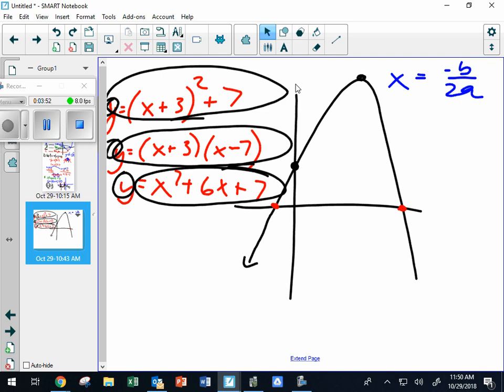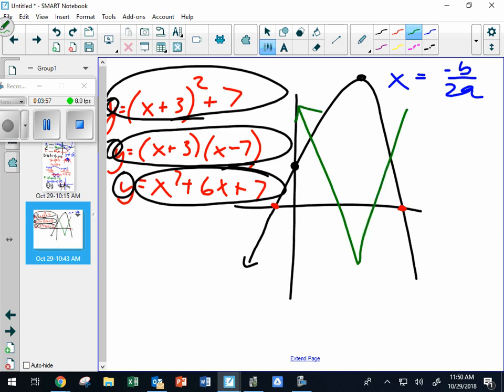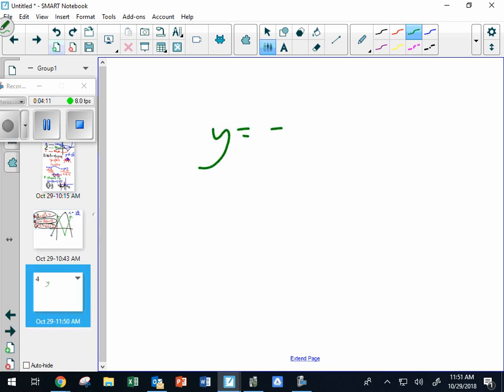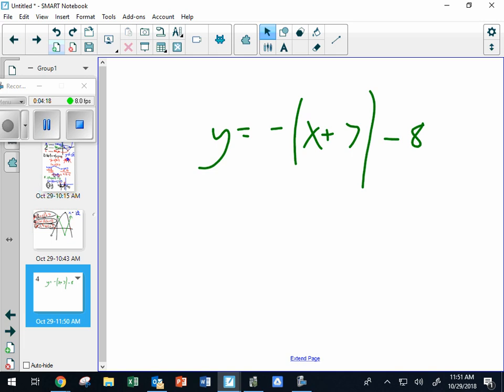Now, one more thing. What if it wasn't a parabola? What if it was a V shape? And I wanted to know when is the absolute value below 0? Do you get that the x-intercepts are still important? But what if it's an absolute value and it's like this? Well, does this saying still work? The x-intercepts are where y equals 0. Yeah, still works. Yes.